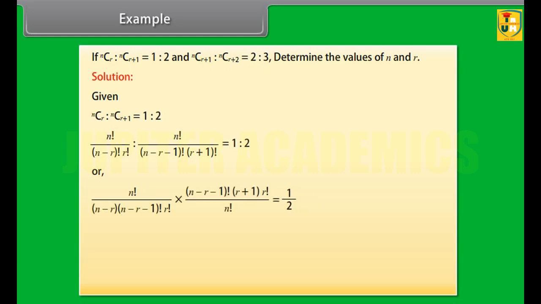Or n factorial by (n minus r) into (n minus r minus 1) factorial into r factorial multiplied by (n minus r minus 1) factorial into (r plus 1) into r factorial by n factorial is equal to 1 by 2. Or (r plus 1) by (n minus r) is equal to 1 by 2. Or n minus 3r minus 2 is equal to 0.